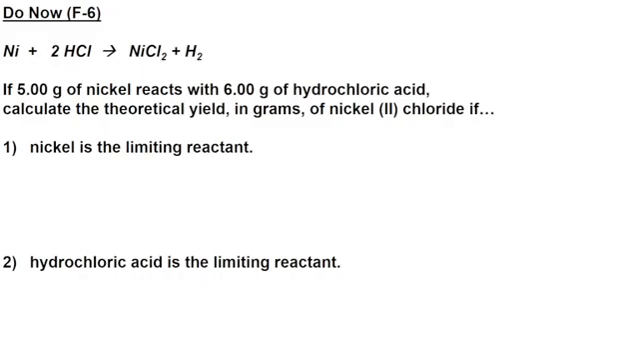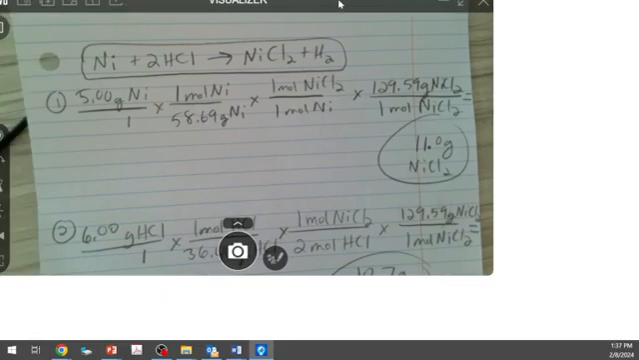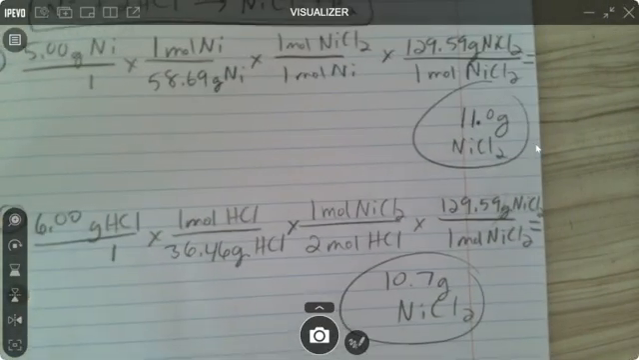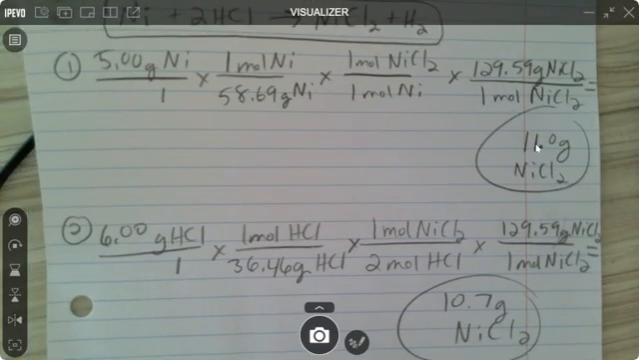All right. So everyone should have gotten 2 answers that are kind of close together, but not exactly the same. They won't always even be close together. Okay. So for number 1, you should have gotten 11.0 grams of NiCl2. And for number 2, you should have gotten 10.7 grams NiCl2.